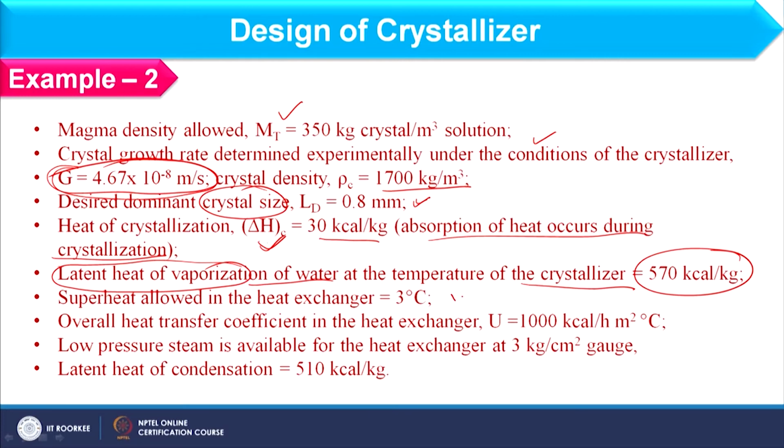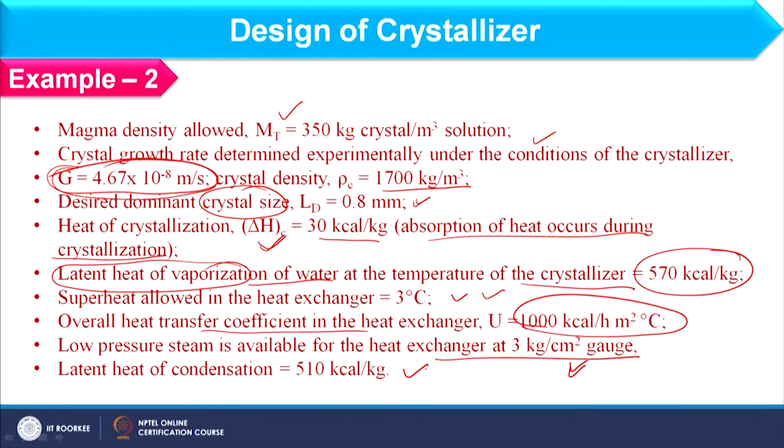And further we have superheat allowed in the heat exchanger, and that is 3 degree. Okay. So, all these parameters will be used, and where it will be used, that will be clear to you when we solve this problem. Okay. And further we have overall heat transfer coefficient in a heat exchanger, which is equal to 1000 kilocalorie per hour meter square degree Celsius. Low pressure steam is available in a heat exchanger at 3 kg per centimeter square gauge, and latent heat of condensation is 510 kilocalorie per kg.